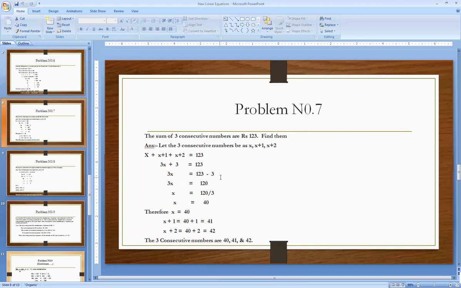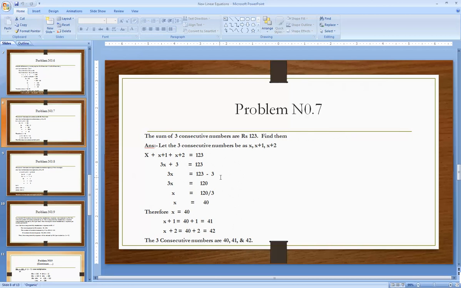If the first number is x, it will be increased by the numbers: x plus 1 is the second number, x plus 2 will be the third number, x plus 3 will be the fourth number. Along with the numbers, the value of x will be increased. So this is how we write consecutive numbers.